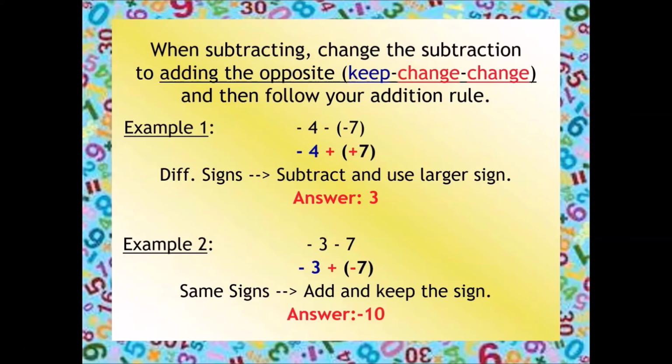Number 2, negative 3 minus 7. So we keep the sign of negative 3. The operation minus here becomes plus, and this original 7 becomes a negative 7. Now we're adding two like signs. So what do we do? We just add and we follow the sign. So negative 3 plus negative 7 is equivalent to negative 10.